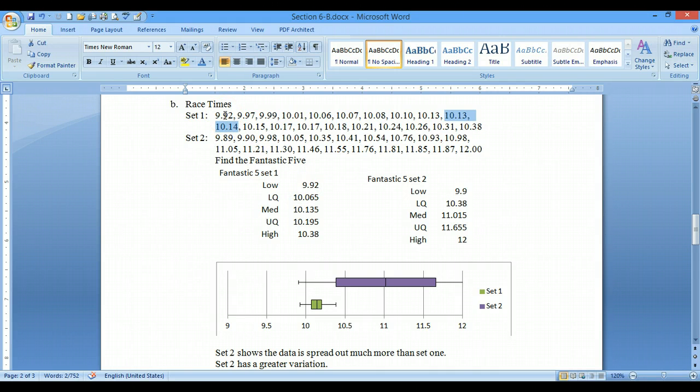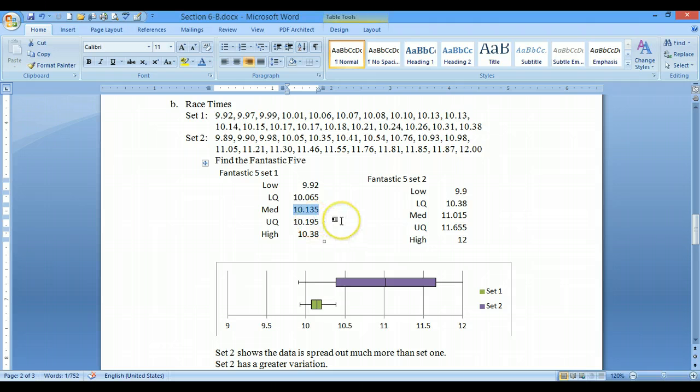And we can count just to make sure. 1, 2, 3, 4, 5, 6, 7, 8, 9. 1, 2, 3, 4, 5, 6, 7, 8, 9. And there's not a number in between 10.13 and 10.14, so we have to find the average of those two, which will give me the median for set number 1 as 10.135.